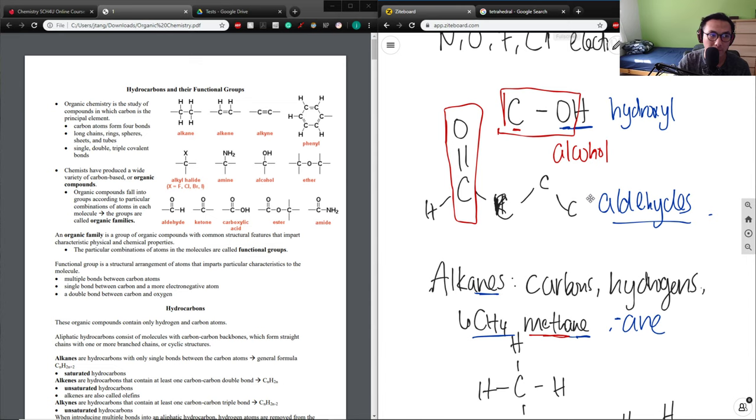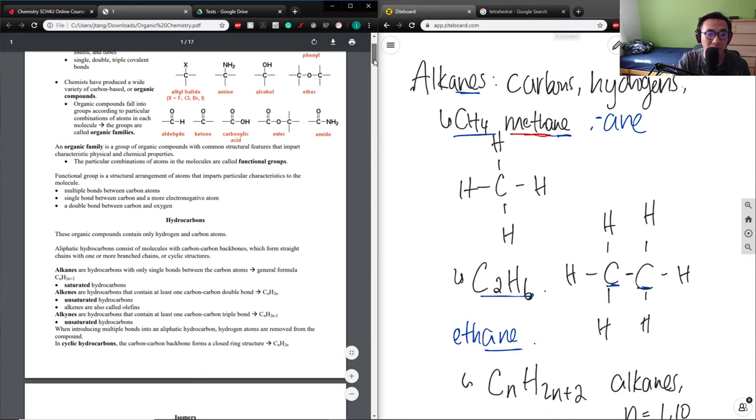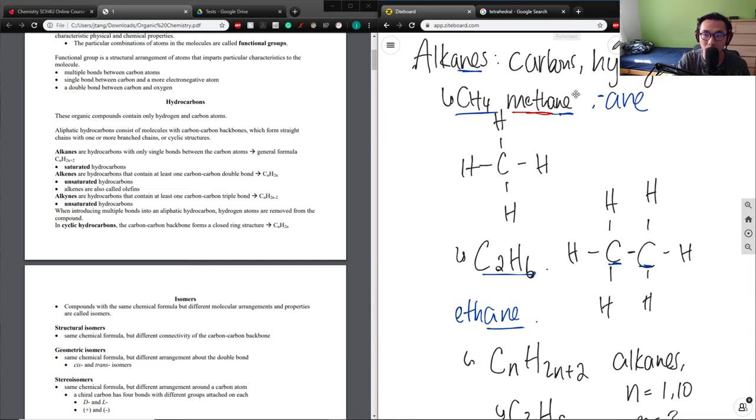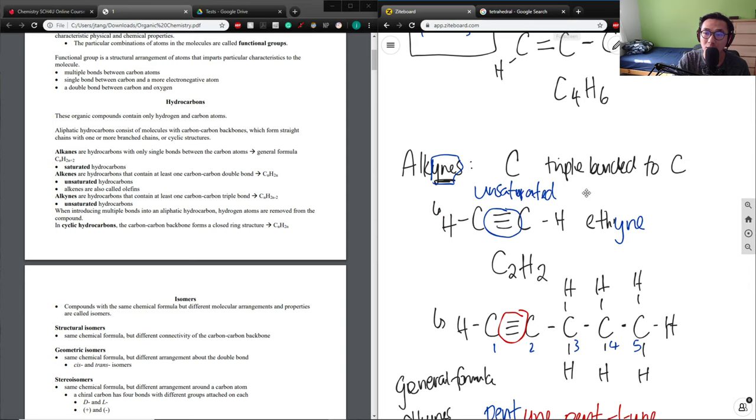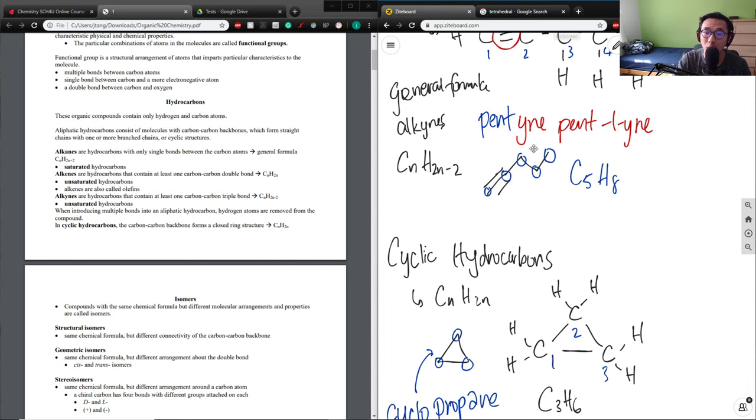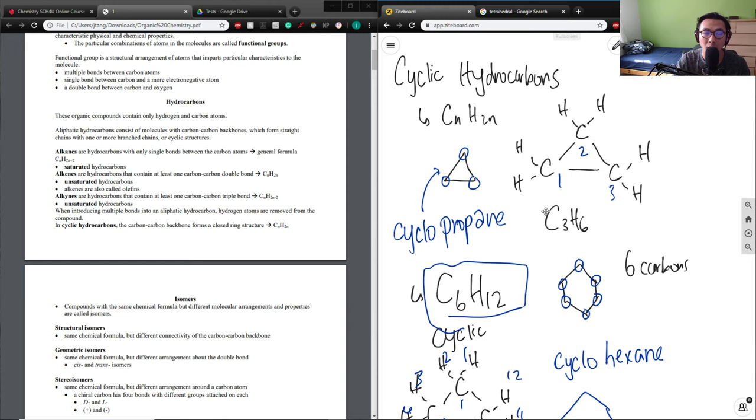We talked about the differences between alkanes, alkenes and alkynes, where alkanes are single bonded carbon compounds. Alkenes are carbon double bonded to a carbon, so we have a double bond here. And we went through alkynes, where alkynes have a triple bond bonded to a carbon as well. And lastly, we went over cyclic hydrocarbons briefly, where carbons are bonded in a closed ring structure.